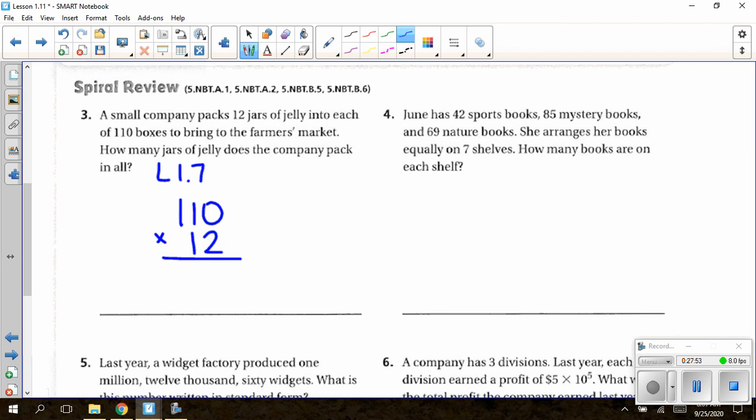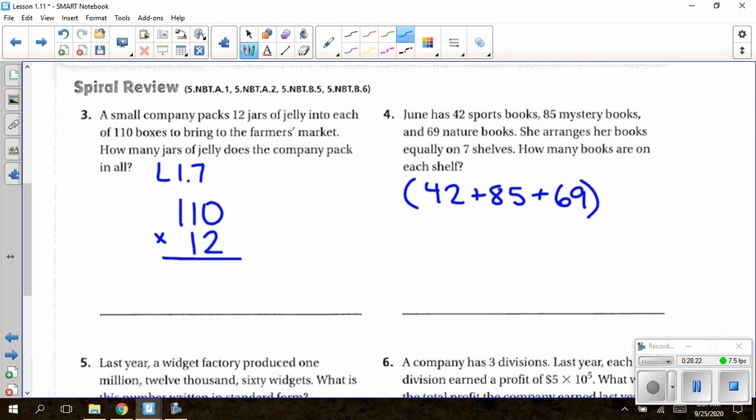For question number 4, it says June has 42 sports books, 85 mystery books, and 69 nature books. She arranges her books equally on 7 shelves. How many books are on each shelf? So we first of all need to figure out just the total number of books that she has. So we are going to have to make sure we are adding 42 plus 85 plus 69. That'll give us our total number of books.